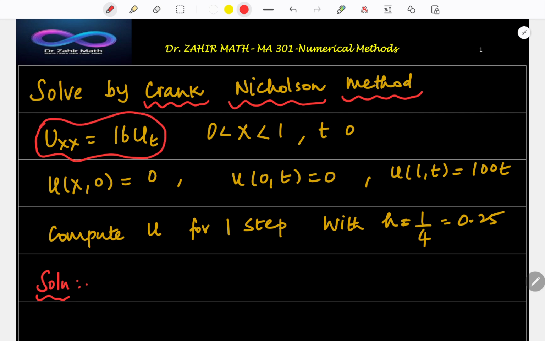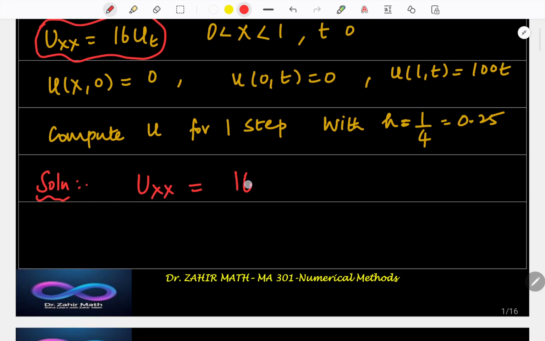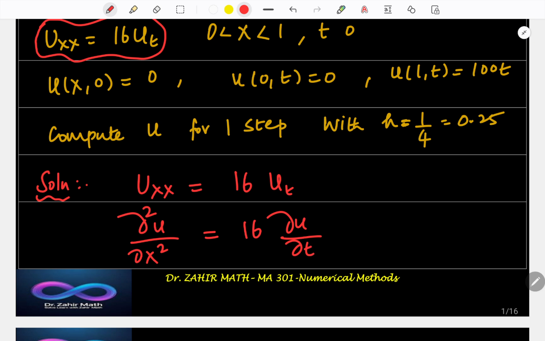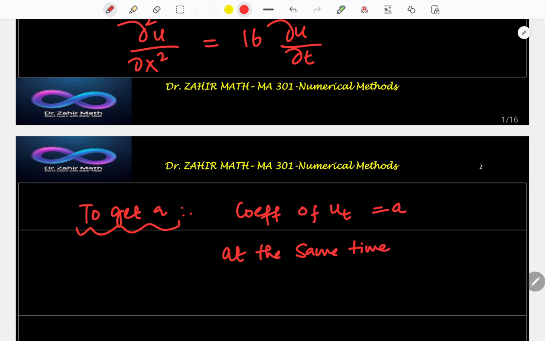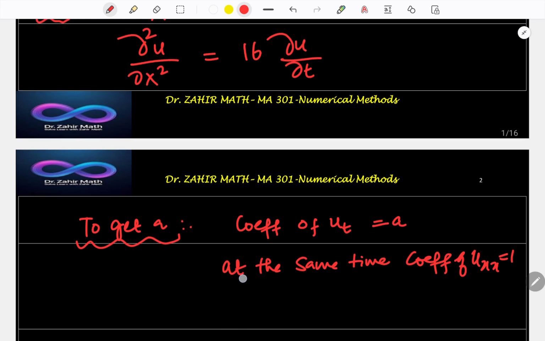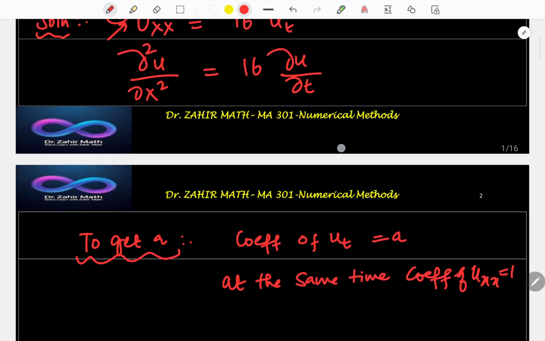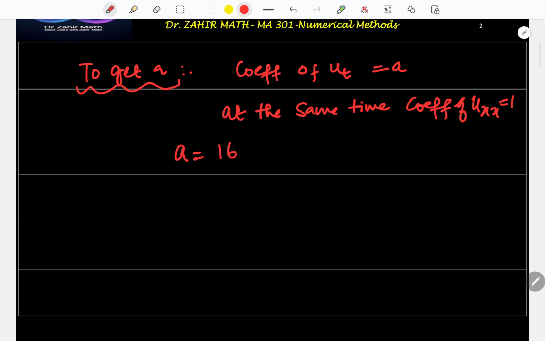What is the heat equation? Uxx is equal to 16 times ut, right? This is nothing but dou square u by dou x square is equal to 16 times dou u by dou t. To get the value of a, I told you a few points. Remember all of you, to get the value of a, your coefficient of ut is equal to a. At the same time, the coefficient of uxx must be 1. Check it out. The coefficient is 1, and a is equal to 16. So we got the value of a is equal to 16.